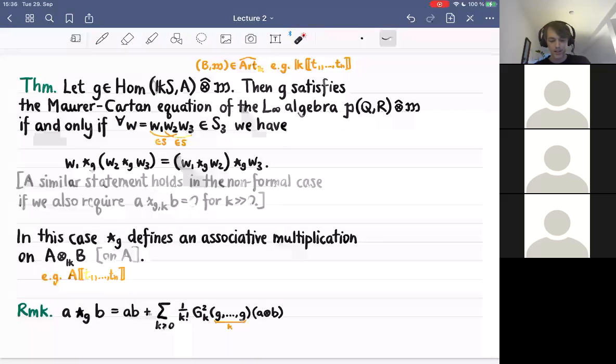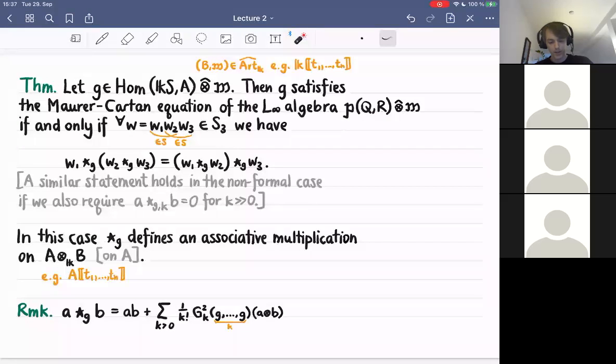So let me just say the statement first, which is: if you have such an element in Hom Ks to A, tensor M, so G is an element like this, then this G satisfies the Maurer-Cartan equation of this L infinity algebra PQR tensor M.